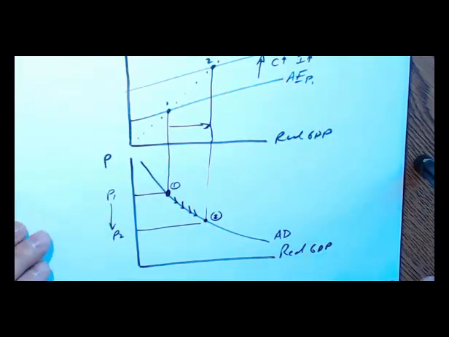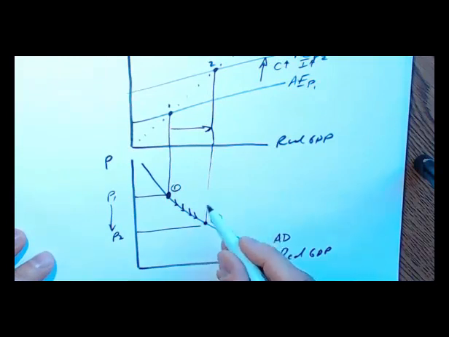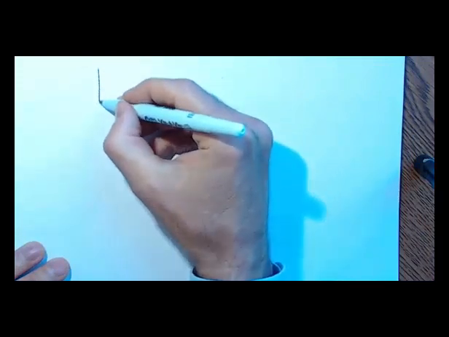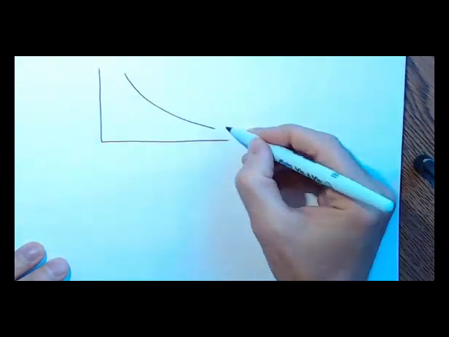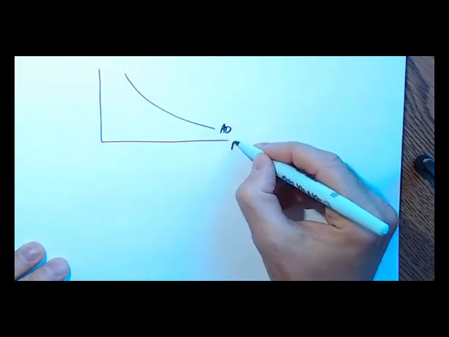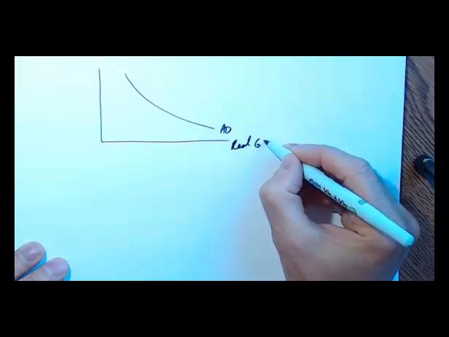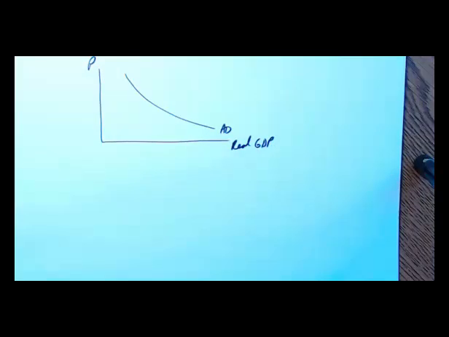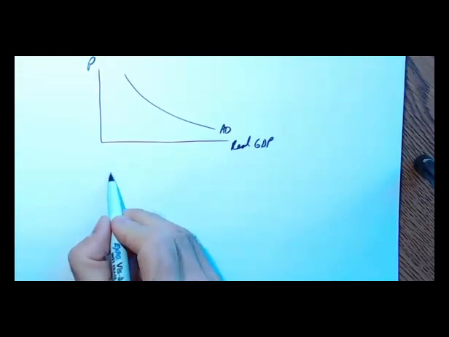So now what we want to do is ask ourselves, what causes shifts in the aggregate demand curve? Let's redraw the aggregate demand curve. What's going to cause the aggregate demand curve to shift up or down? That's important because that's what we're going to try to do with policy, fiscal policy, monetary policy. It's going to try to shift that aggregate demand curve. So there's several things, and they're all important.